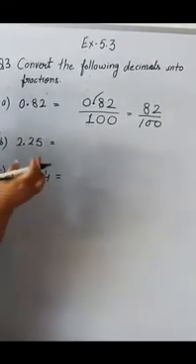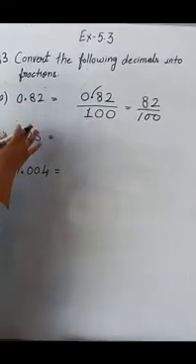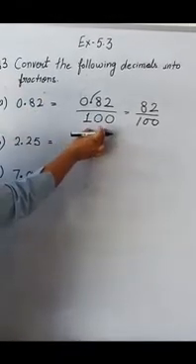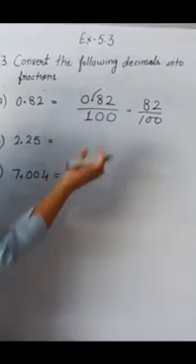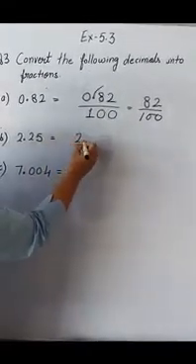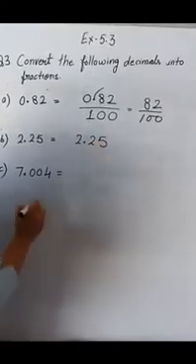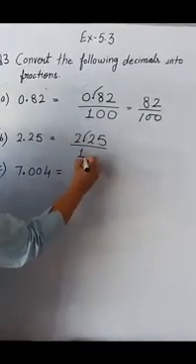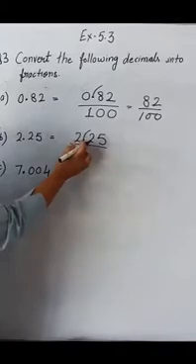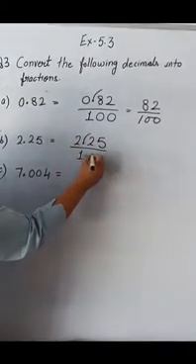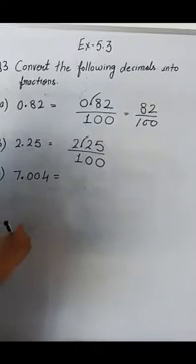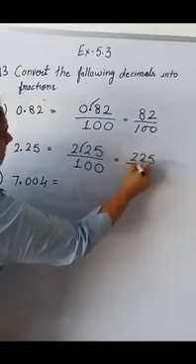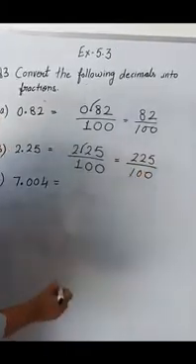This is 0.82, or 82 hundredth. When we write in words, it is 82 hundredth. Two places are there after the decimal, so we will write 82 hundredth, means 82 by 100. Next is 2.25. Then remove the decimal, write 1 in the denominator. After the decimal two digits are there, so we will write two zeros in the denominator. So it is 100. We will write 225 by 100.